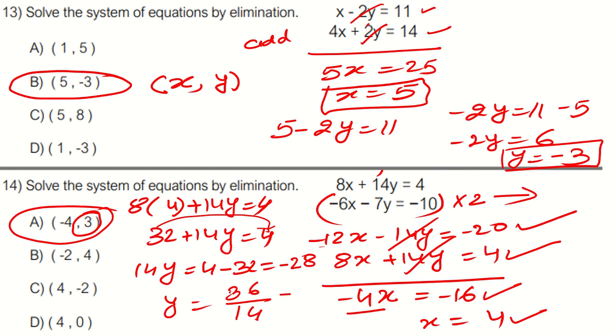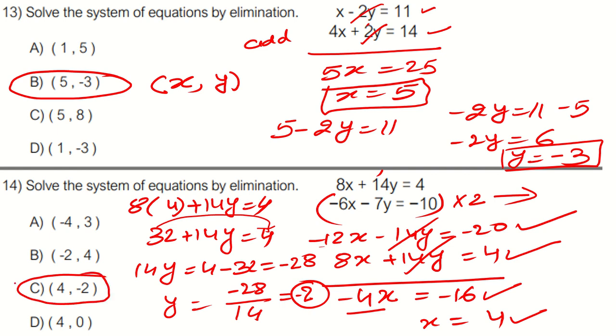Is this correct now? And minus 28 over 14 means minus 2. But still we are not getting it. Okay, so this is the correct answer. See, 4 minus 2. By mistake I wrote minus 4 here, so it took your time. Like this, you will have to pay attention to the calculation.